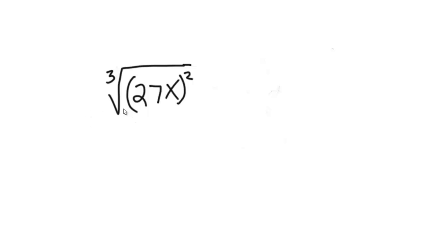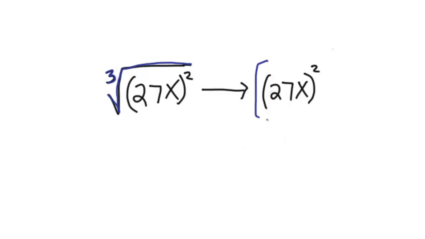Alright, so we have this expression in radical form, which is the cube root of 27x squared. Now I want to write this in exponential form. So the radicand, whatever's inside the radical sign, is 27x raised to the 2nd power. Now the cube root right here, outlined in blue, implies that I want to take this and raise it to the 1/3 power because it's the cube root.